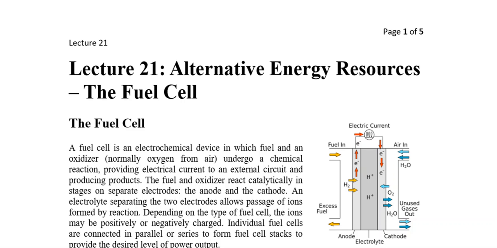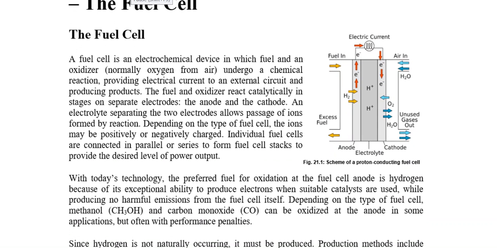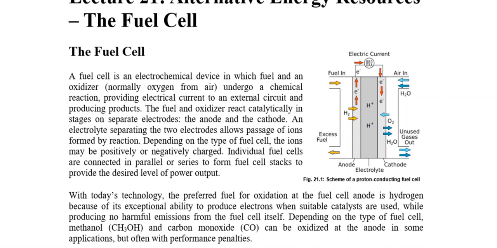The fuel cell itself is also an electrochemical device, in which fuel and oxidizer, normally oxygen, undergo a chemical reaction, providing electrical current to the external circuit and producing some power. I would explain this on this schematic diagram. Normally in electrochemical devices, we have the anodes, the cathodes, and obviously the electrolytes.